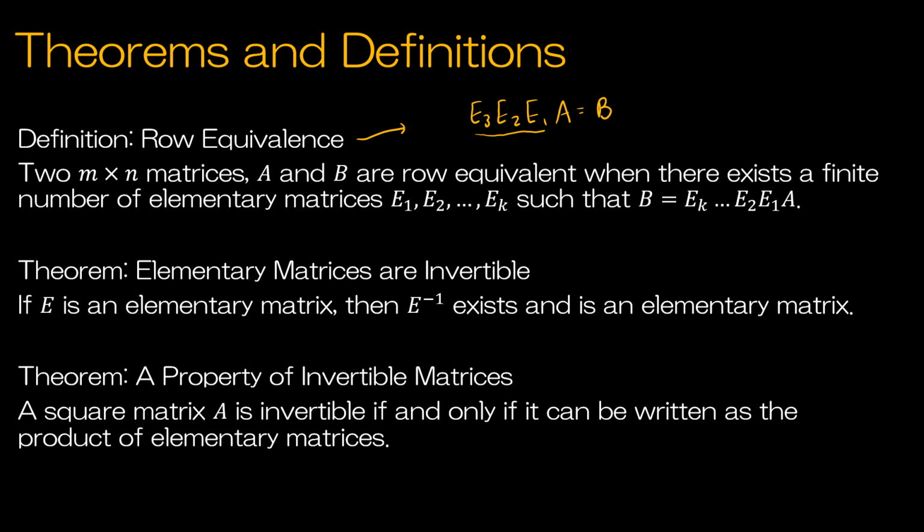Theorem: elementary matrices are invertible. So if E is an elementary matrix, then E inverse exists and is an elementary matrix. We're going to use this on our next question, because we're going to follow the same steps to find the elementary matrices, but then we're going to use the inverse to find our solution instead. And a property of invertible matrices says a square matrix A is invertible if and only if it can be written as the product of elementary matrices.